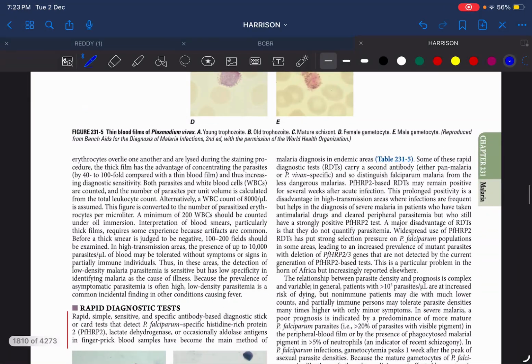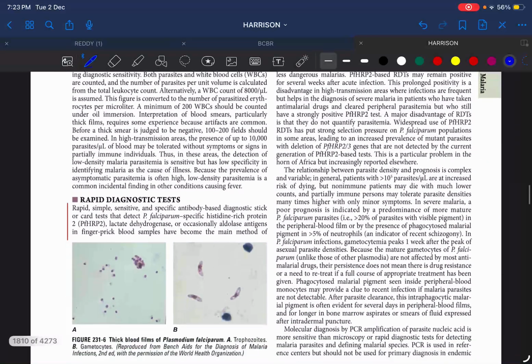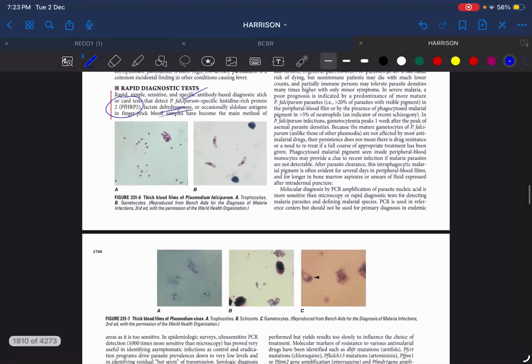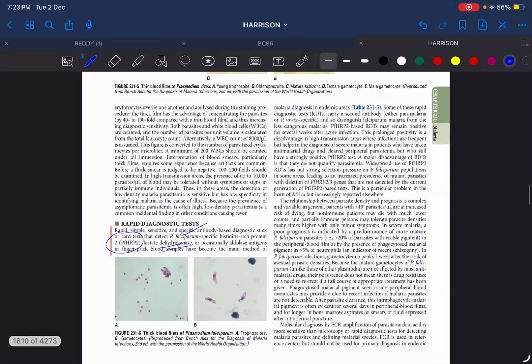Then another important thing, we have something called RDT, rapid diagnostic test, which detects Plasmodium falciparum specific histidine-rich protein 2 and lactate dehydrogenase. This is actually the test of choice in malaria endemic regions and malaria resistant regions, that is, the northeast states of our country. Yes, we have two types of smears, one called thick smear and thin smear. I hope you remember all those things from your microbiology.